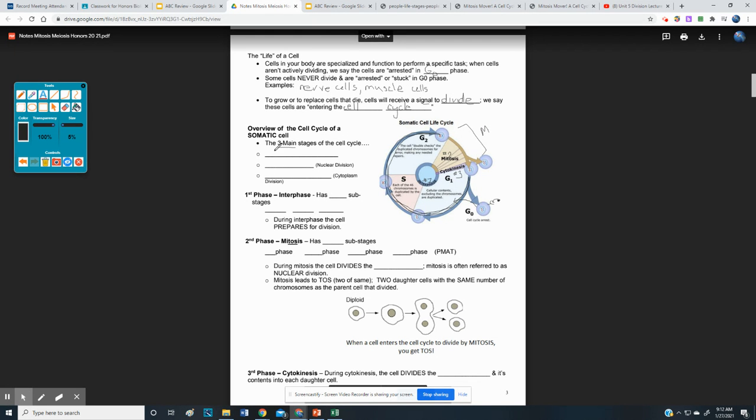So the three main stages: the first is interphase. It might help you if you look at your notes here and copy the words, because it's going to take me a while to write. So we have interphase, and then we're going to write mitosis. Mitosis is written here. And cytokinesis are the three main stages. Give you a second to write those.